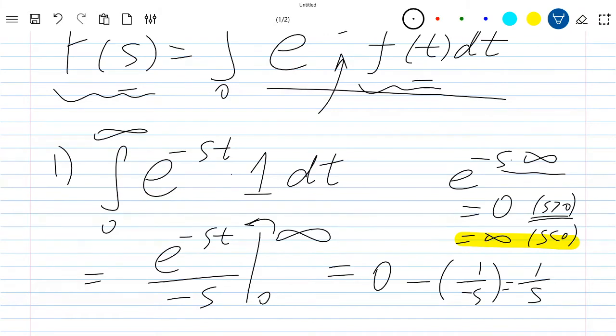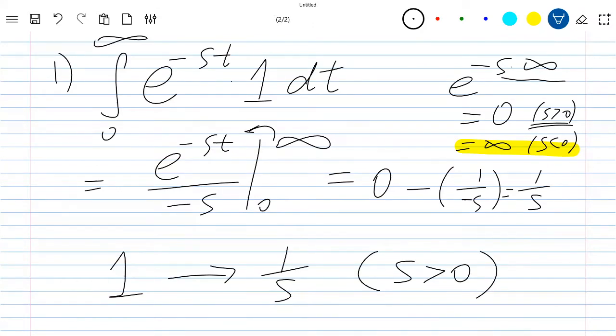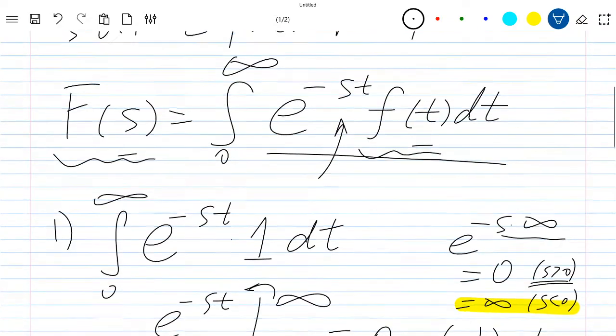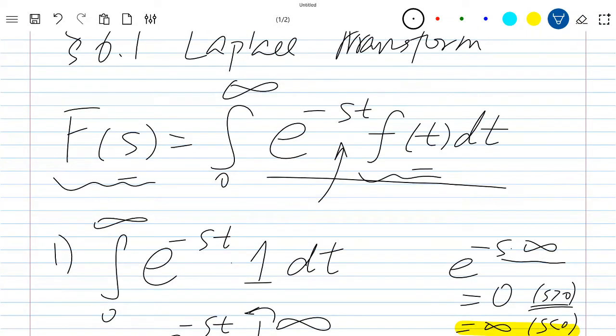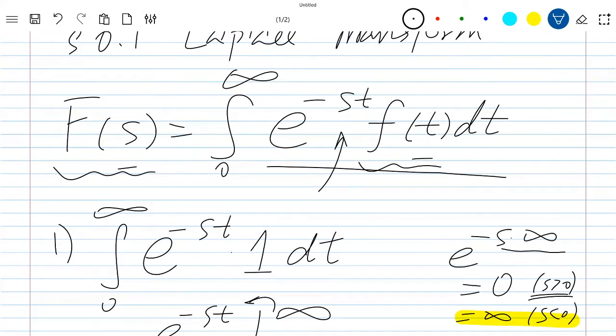So this tells us that the Laplace transform will convert 1 to 1 over s, provided that s is positive. This condition may depend on your function, but it's always s greater than some positive value, or a large s value, because if you have a large s value, then you have a fast decaying function, so more likely you will end up with a finite integral.